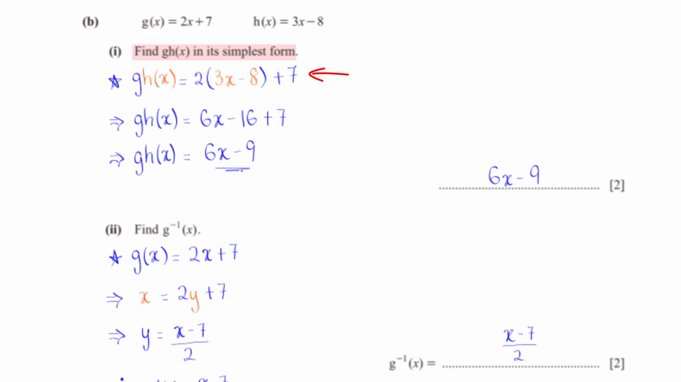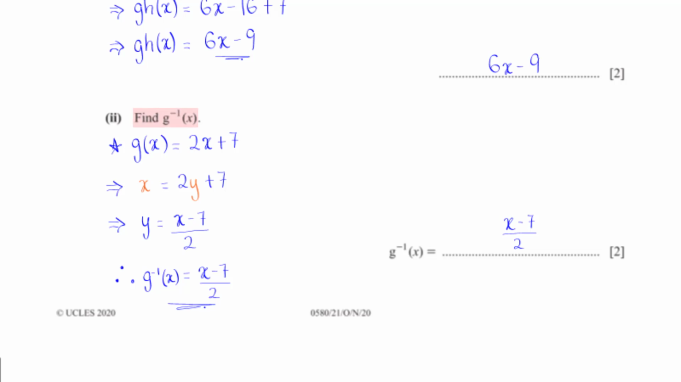When we expand the brackets, 2 times 3x is 6x, and 2 times negative 8 is negative 16. Negative 16 plus 7 is negative 9. And so we have g of h of x is equal to 6x minus 9.